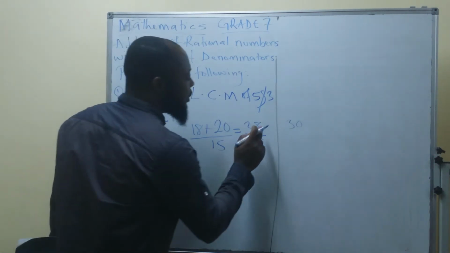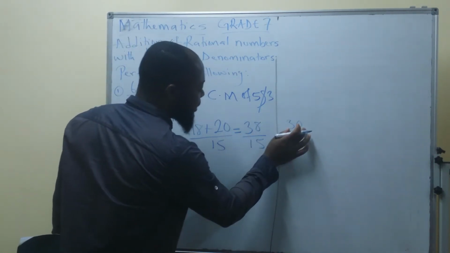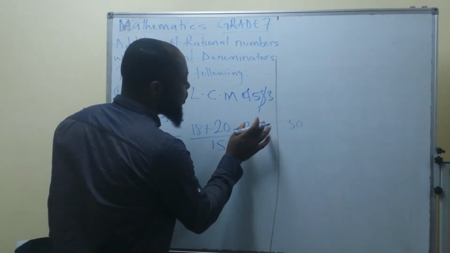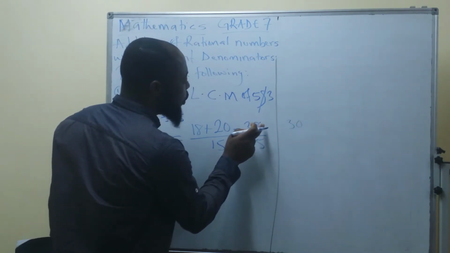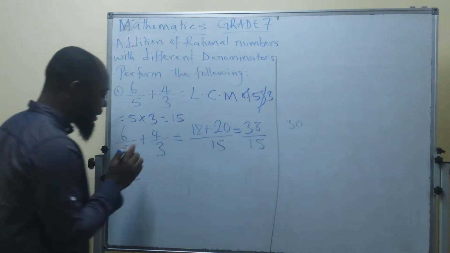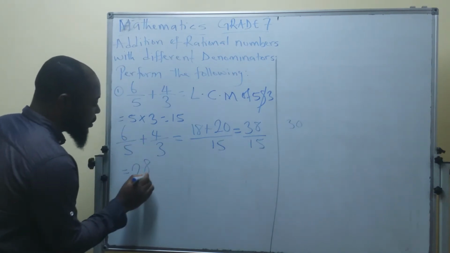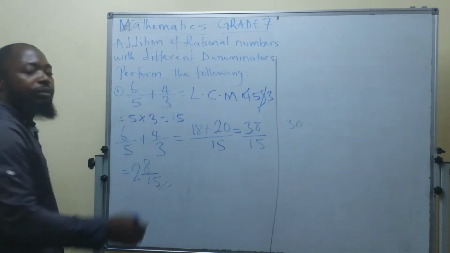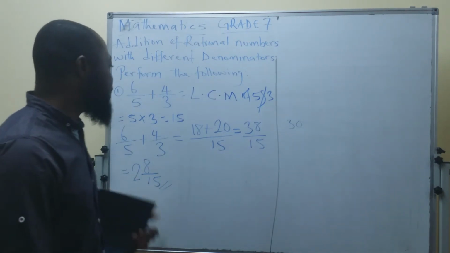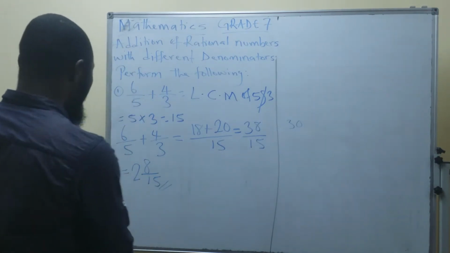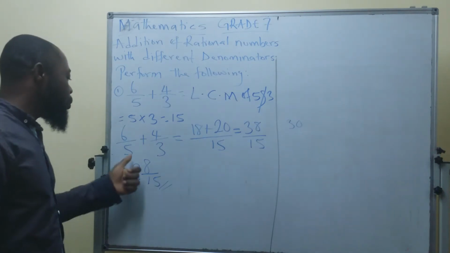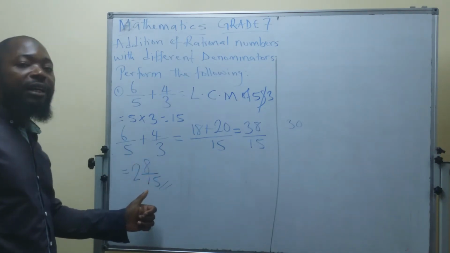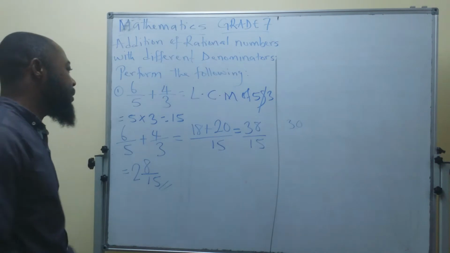Now, don't forget, here is 30 and then this is 38. So you have 8 left here. That 8, you write it over 15. Okay, so this fraction now is solved. The answer now is 2 whole number 8 over 15. This is the answer here.